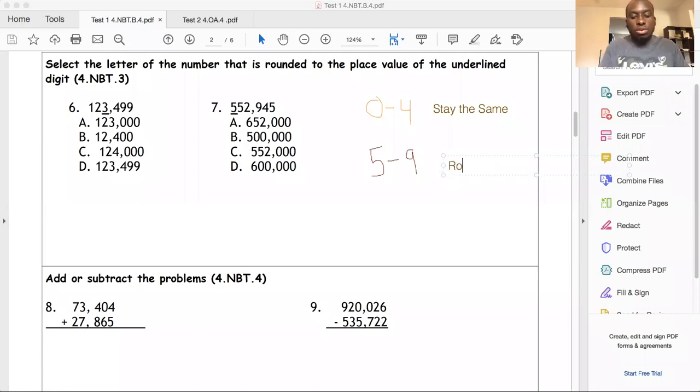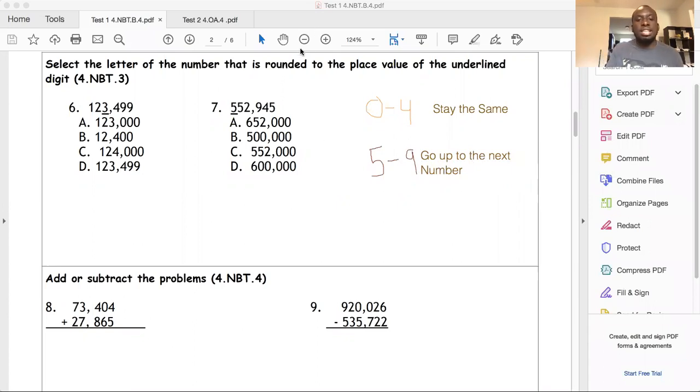you round, or I should say you go up to the next number. And I am going to move this closer to the screen so you all can see. I'm also going to shorten it. You go up to the next number.